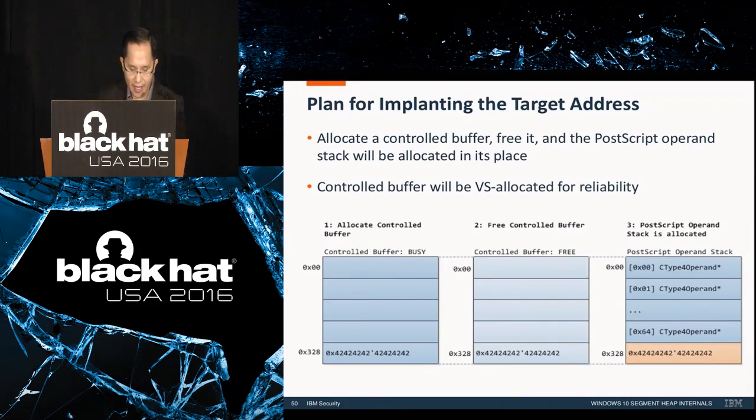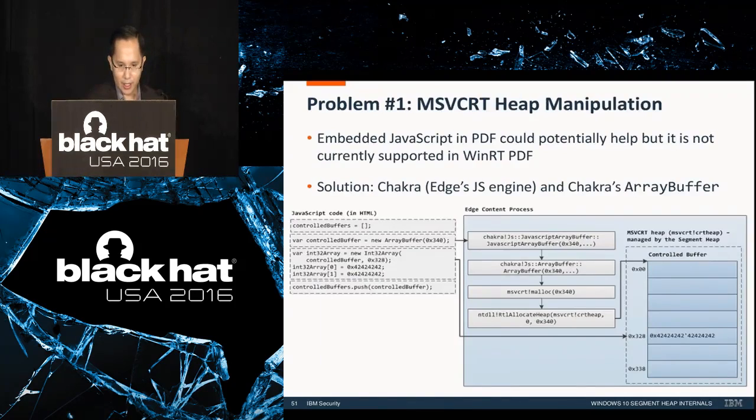So this looks like a good plan, but this requires the ability to allocate and free control buffers. Unfortunately, WinRT PDF still does not support JavaScript embedded in PDF. That would potentially allow the arbitrary allocation and freeing of blocks from the MSVCRT heap. So that is a problem, and one solution is this. This is where Chakra and Chakra's array buffer implementation come in.